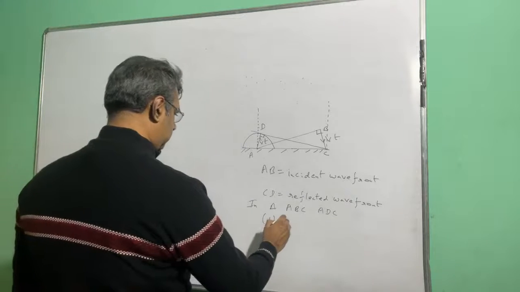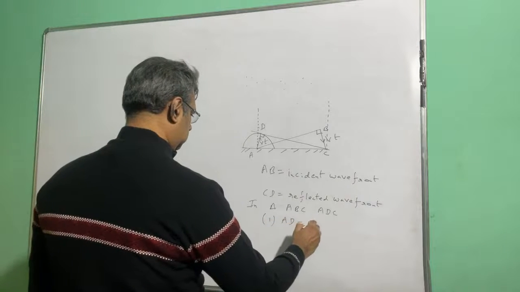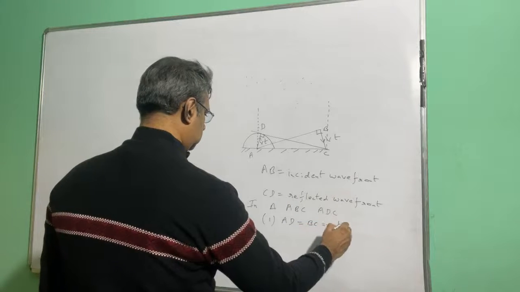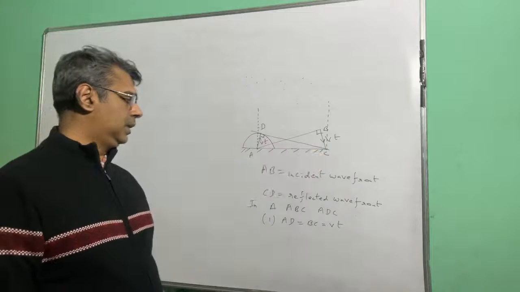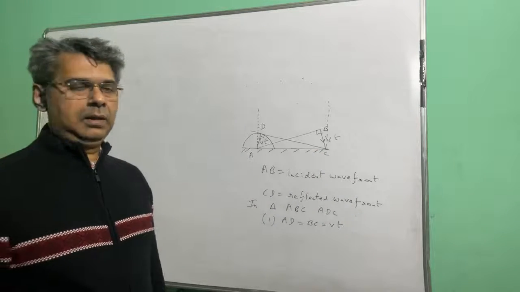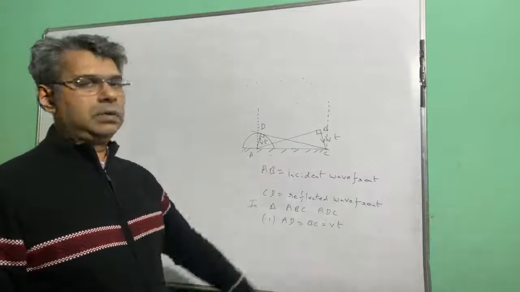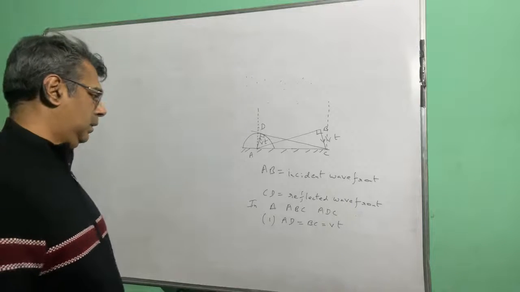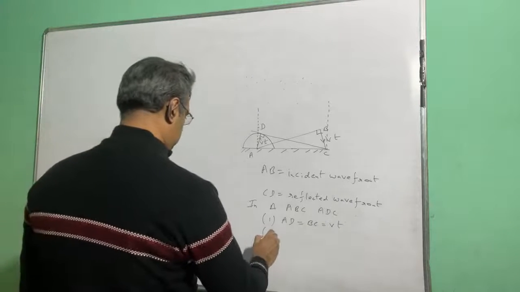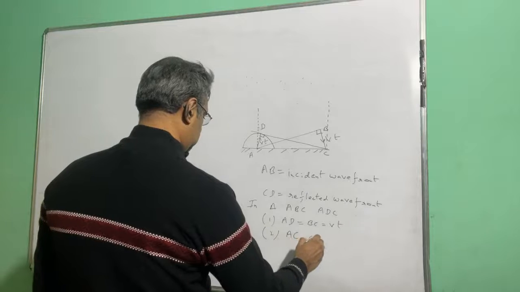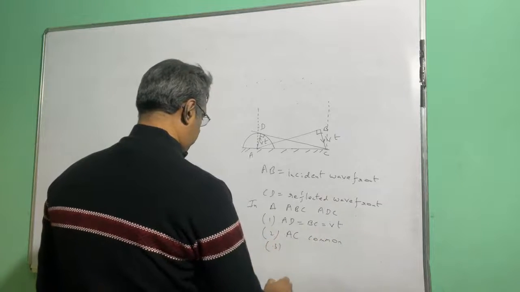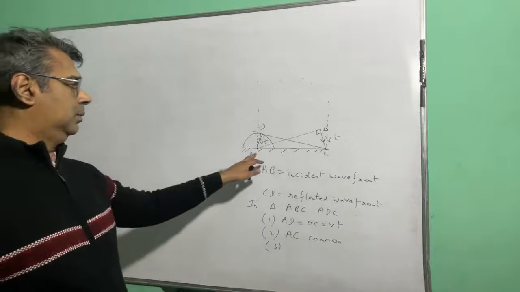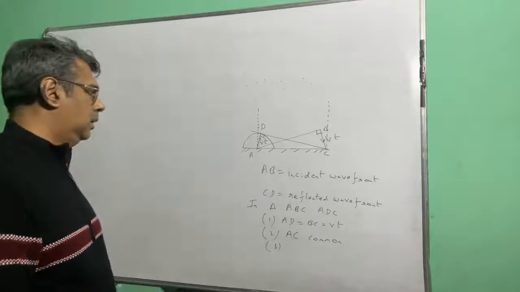So number one, AD is equal to BC equal to VT. That is number one. Number two, AC is common.